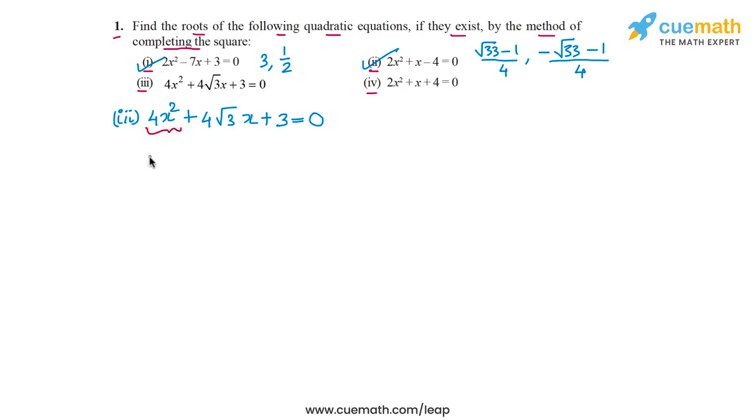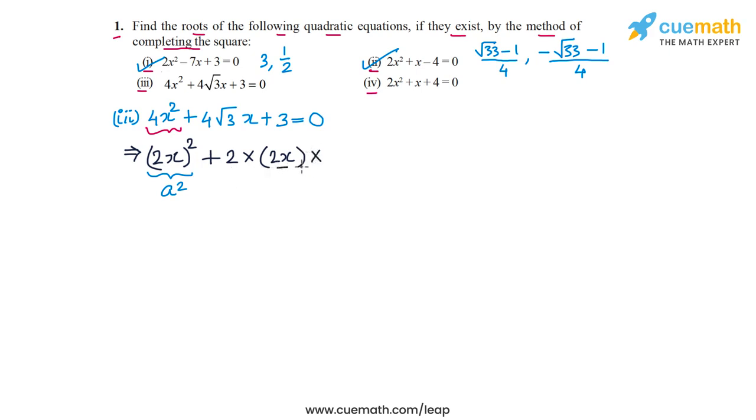So we don't need to modify this equation. We can directly start the process of completing the square. So 4x square can be written as 2x whole square, and this is of the form a square. So now let's express the second term 4 root 3x in the form 2ab. So we can write this as 2 times 2x, a is 2x, so 2 times 2x.